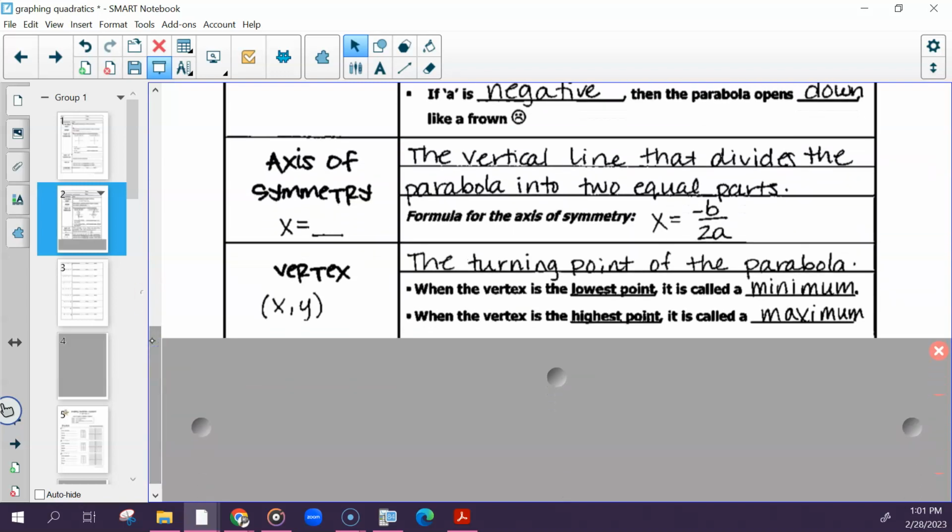The vertex is going to fall on your axis of symmetry. It's either going to be the lowest point, your minimum, or your highest point, your maximum. So before we do an example, do you have questions on any of those? Also, if you didn't write these two things, make sure you write that also.